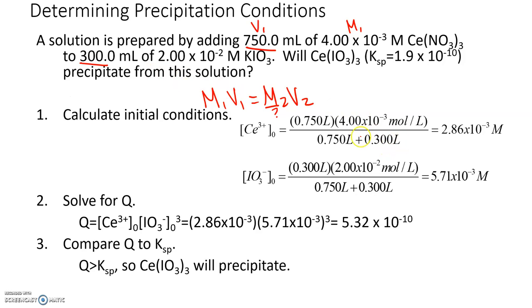And again, it has to be in liters. So I've converted to liters here. When you do the math, you get this as your initial concentration of the Ce3+ ion.